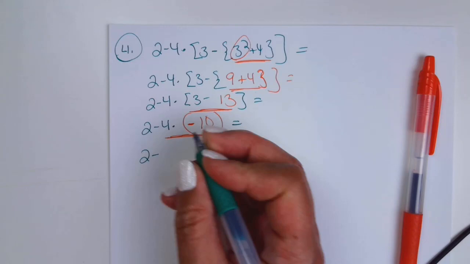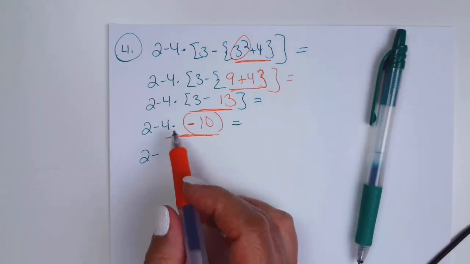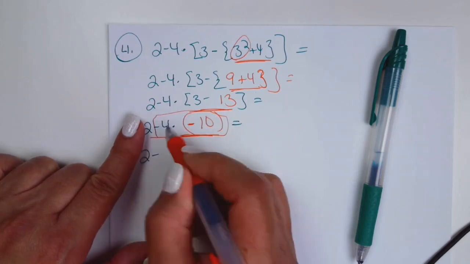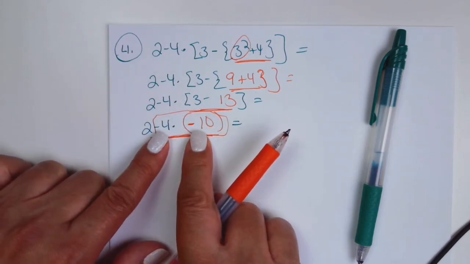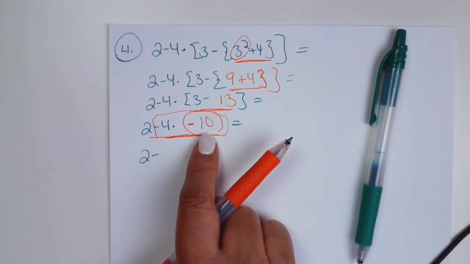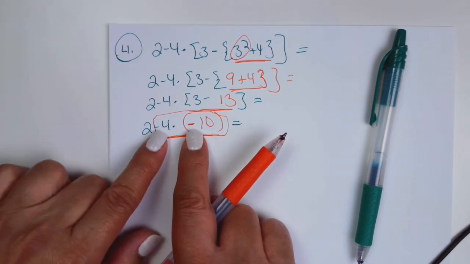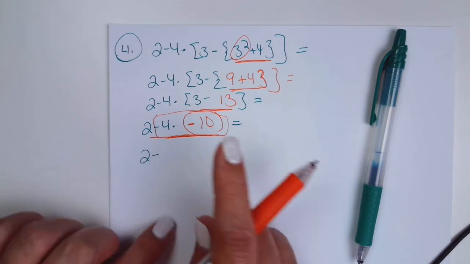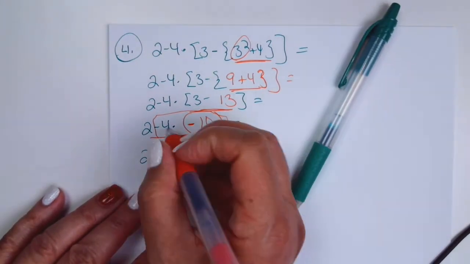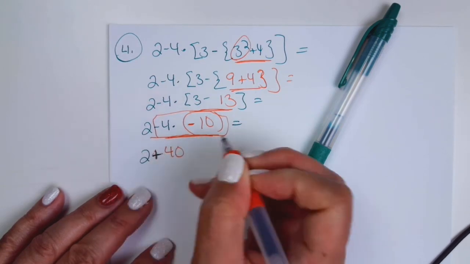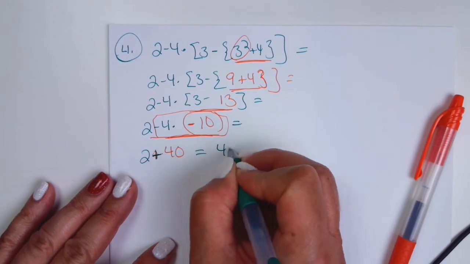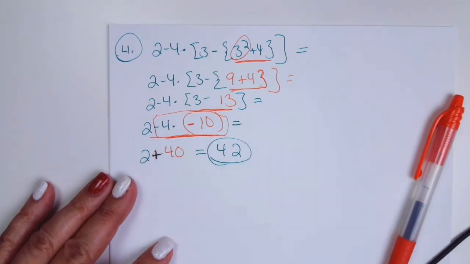So 2 minus, or actually, if we look at these two, we have a negative 4 and a negative 10. We are multiplying negative 4 times negative 10. We have two negatives, which become a positive. So this is actually going to be a positive 40. And then we do our addition, and that is 42.